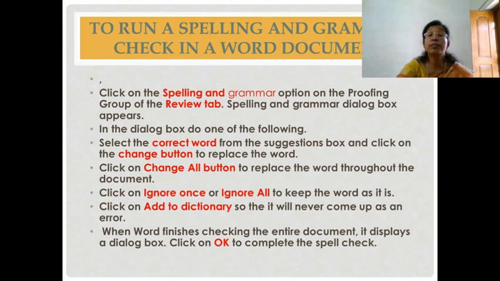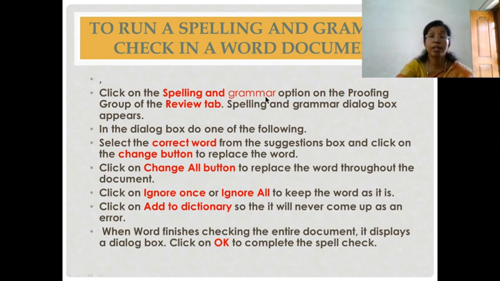Select the correct word from the suggestion box and click on the change button to replace the word. Click on the change all button to replace the word throughout the document. Suppose there are many places where the same word is misspelled, and you want to change all of them, then you will click on the change all button. Click on ignore once or ignore all to keep the word as it is. If you don't want to change the word, then just click on ignore.